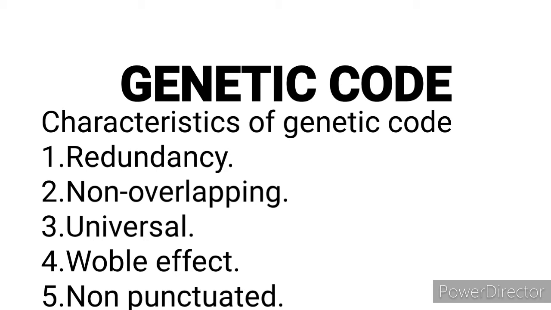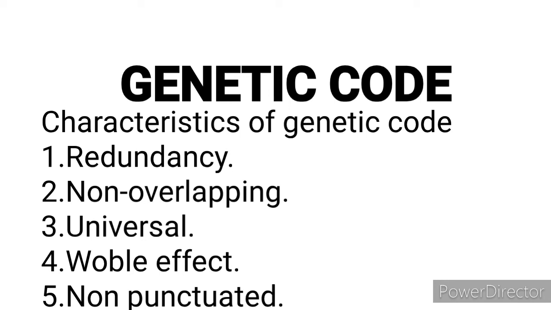Characteristic number three is that the genetic code is known to be universal. That means that the codons are the same both in plants and in animals, and also in prokaryotes and eukaryotes.